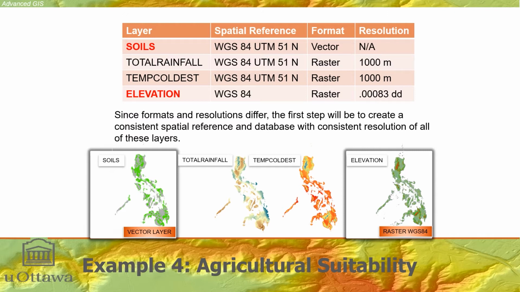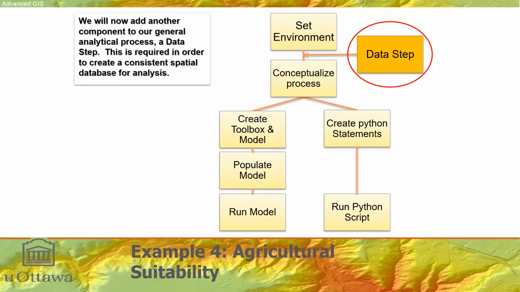So in terms of the things that have to be changed, we have these two layers, soils and elevation. The soils is vector, and elevation is raster in the wrong coordinate system and wrong cell size. Soils is vector, has no cell size, it's in the right coordinate system. So the data step here is very large before we can actually build a model to find out where within the Philippines it would be suitable to grow durian under the conditions that we have previously mentioned.